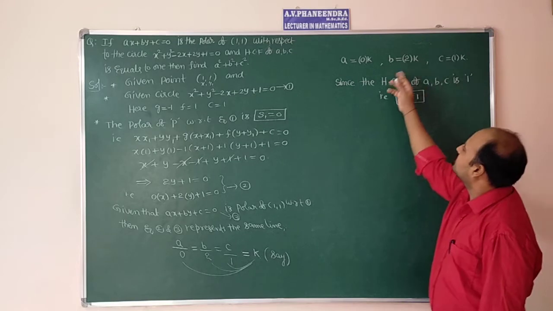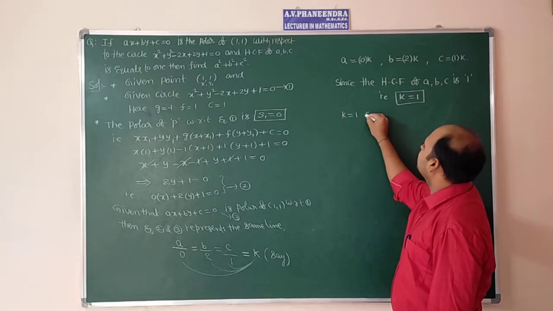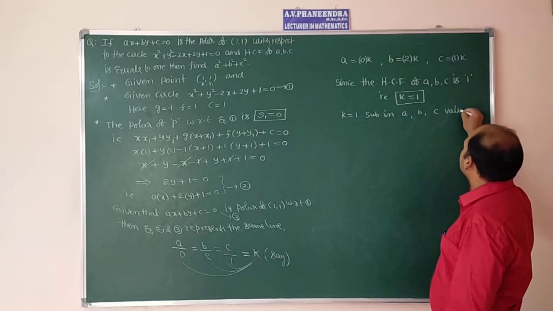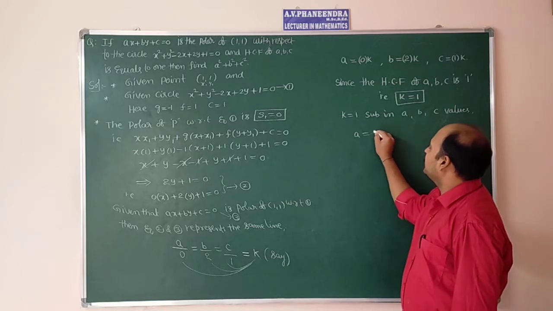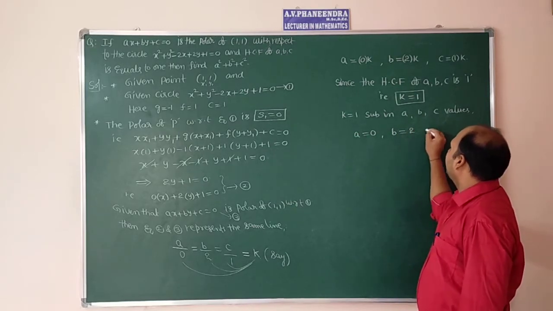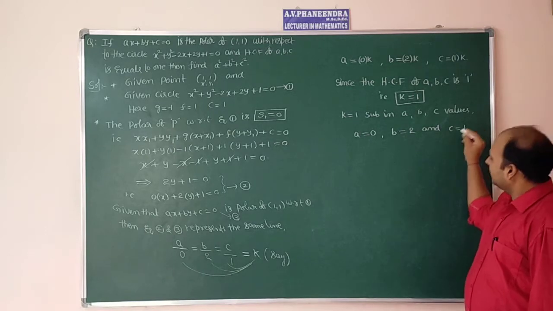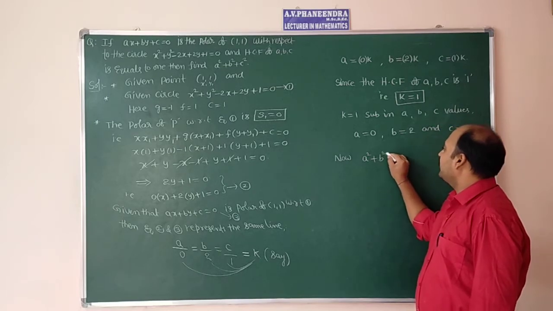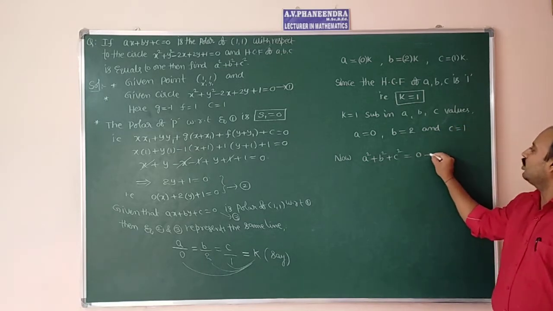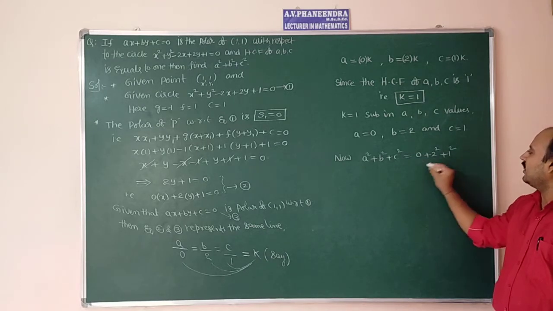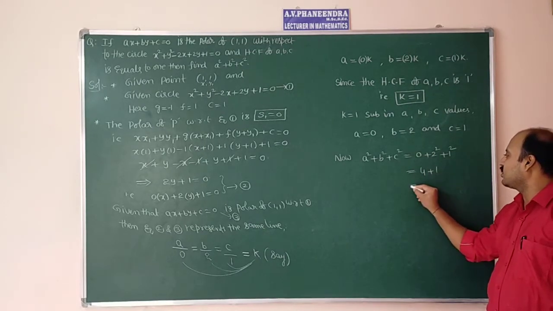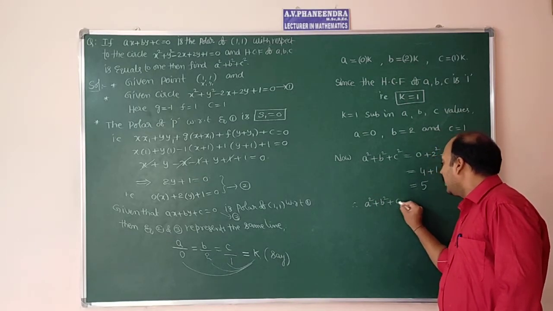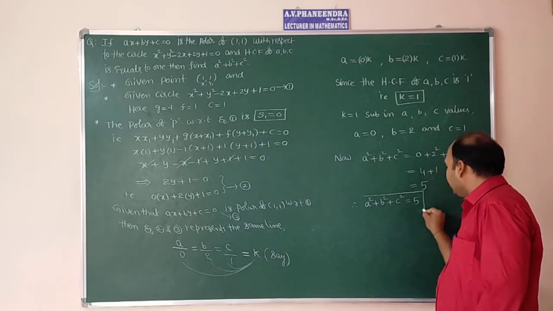So k is equal to 1, if you substitute in the a, b, c values, a equal to 0, b equal to 2 and c equal to 1. Now consider a square plus b square plus c square equal to 0 plus 2 square plus 1 square, which is equal to 4 plus 1, which is equal to 5. Therefore, the value of a square plus b square plus c square is equal to 5.